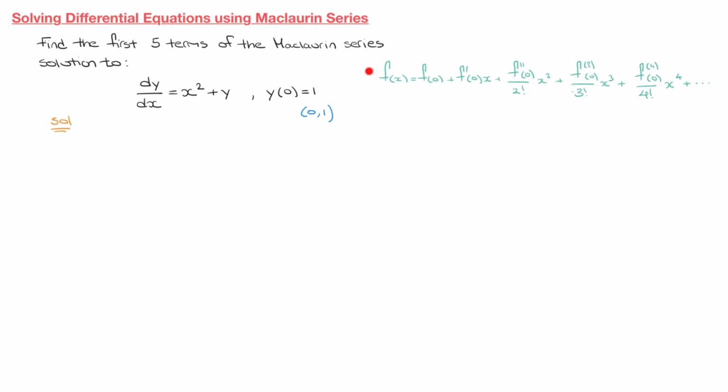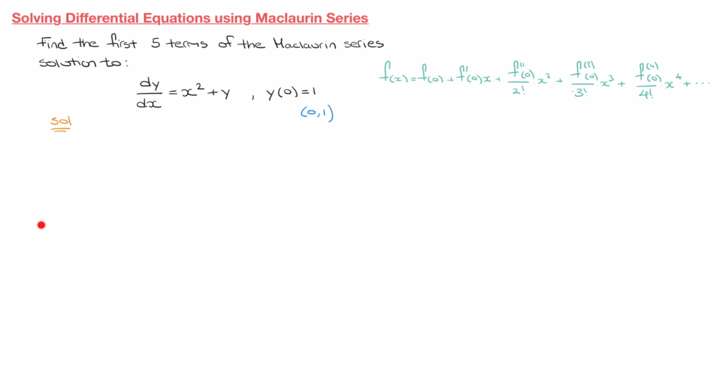Now we can get started. On the far right-hand side of the screen here, I've written the first few terms of a function's Maclaurin series. And the whole idea behind finding the Maclaurin series solution to a differential equation like this one is to use our expression for dy/dx to find the value of f'(0), but also of the second derivative at 0, third derivative at 0, and so on and so forth. And here's how I'll do that.